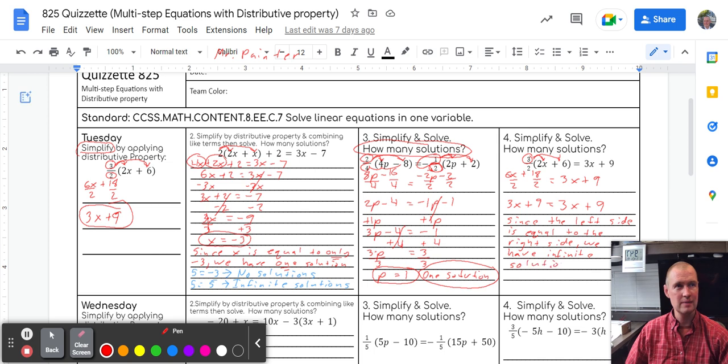So what that means is if I plug in, I'll even put the little happy face there. That means if I plug in any number for x, it will always work. How nice is that? That's so cool. Both sides will always be equal, no matter what number I plug in. And even cooler, we are now done with the Quizzette.